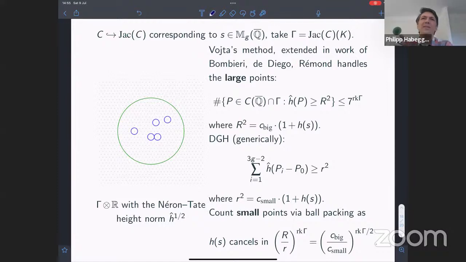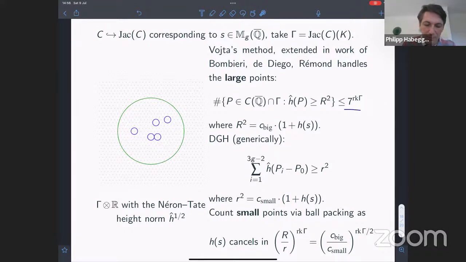So if we're interested in the points on the curve that are rational of sufficiently large height, then their number is bounded already quite uniformly by, for example, this bound, 7 to the rank of Gamma. And so what does large mean? Large means that we're outside this blue radius here. More precisely, the Néron-Tate height has to be larger than some constant times the height of S plus 1. That's what it means to be large, and capital C is some large constant that just depends on the genus. So this is what Vojta's method together with the so-called Mumford inequality gives you.